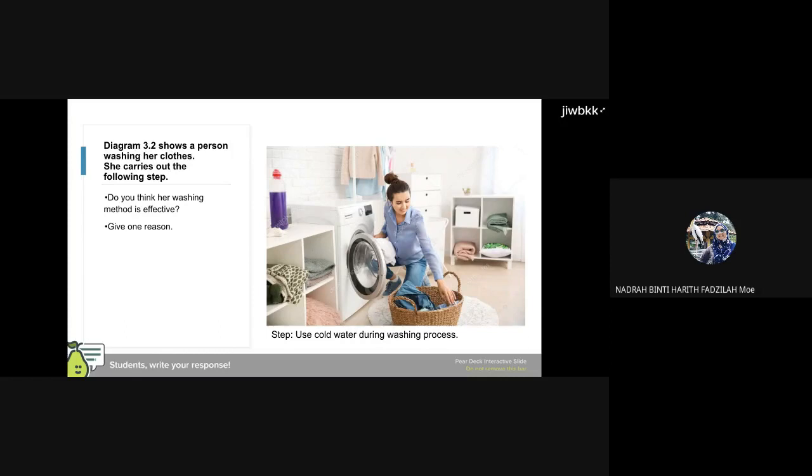Okay, diagram 3.2 shows a person washing her clothes. She carries out the following step, which is use cold water during washing process. So if the person use biological detergent to do her washing, do you think her washing method is effective? Give one reason. Okay, kalau dia gunakan biological detergent, kamu rasa ini akan jadi apa, her washing will be effective ke?